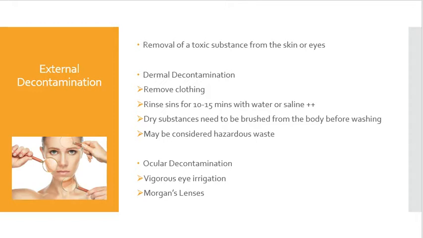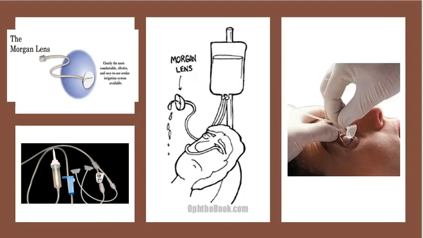Ocular decontamination involves vigorous eye irrigation and something called a Morgan's lens, which you will see in the next slide in the picture. So this is a Morgan's lens. It pretty much looks like a contact lens, as you can see right here. It gets inserted into the eye. The patient can insert it or the nurse can insert it. It has IV tubing that is then hooked up to normal saline and flushes the eye.